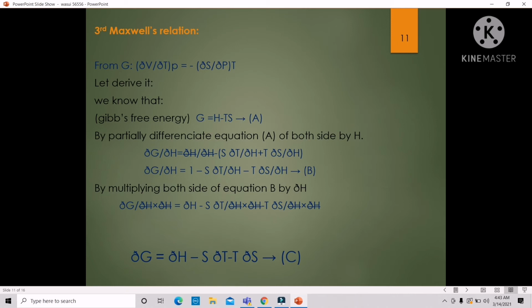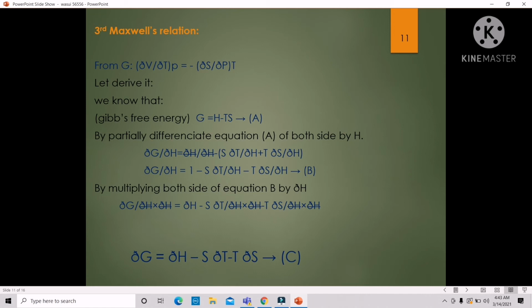So this is keeping S constant, change in temperature with respect to change in enthalpy, minus, keeping temperature constant, change in entropy with respect to change in enthalpy. So equation number B is formed. By following the same process, we just have to multiply both sides by change in enthalpy.